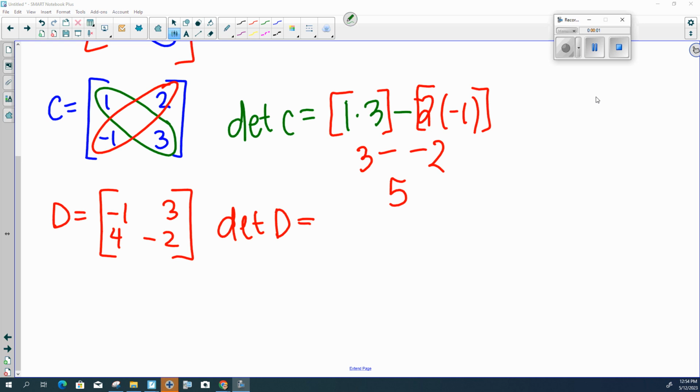All right, let's call it delta. What am I multiplying together to find the determinant of D? Which is negative times a negative is a positive. And Tristan, what's the other two things I have to multiply? And what is 3 times 4? Okay, not too bad, right?